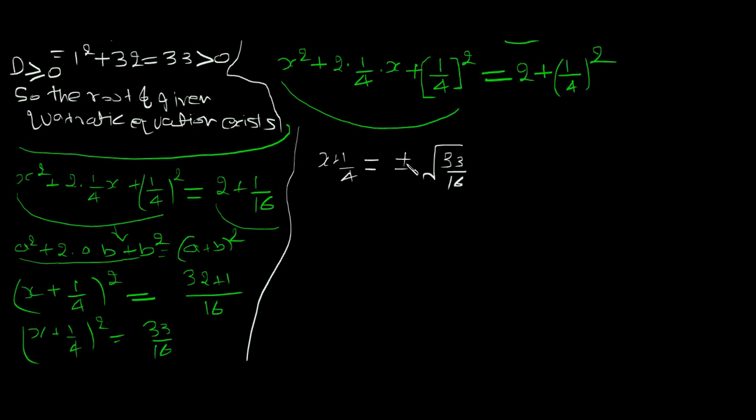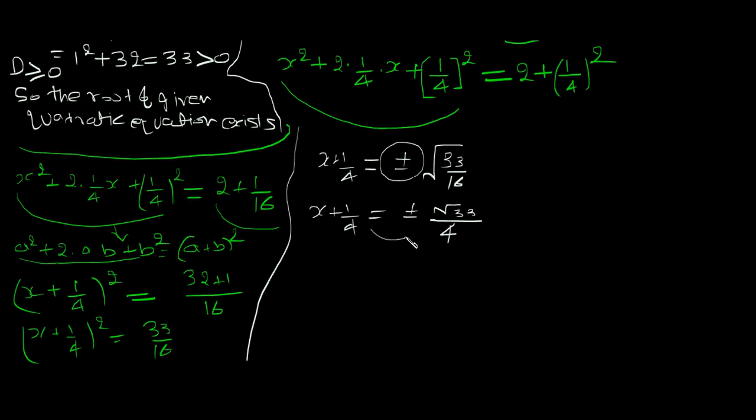Always remember to take plus minus, because whenever you get square root on both sides, you have to write plus minus. Because again if you take the square of plus minus, it will be plus. So always remember to add this plus minus. This is very important. Okay, now x plus 1 by 4 is equal to plus minus square root of 33 over square root of 16, which is 4, right?